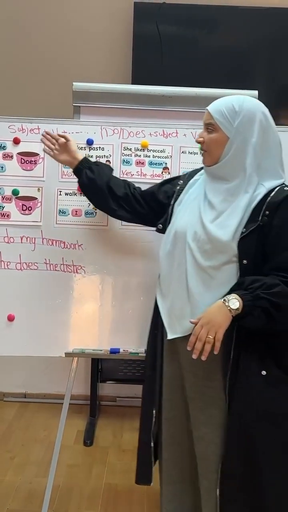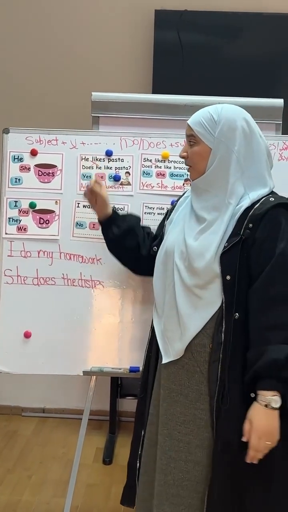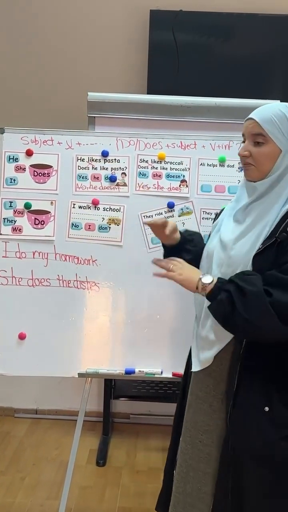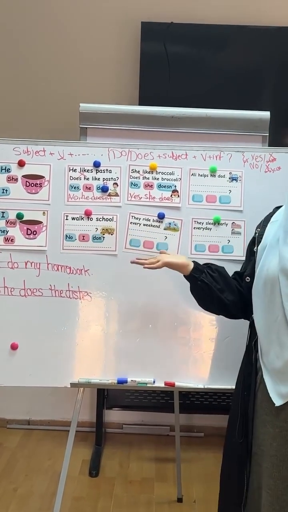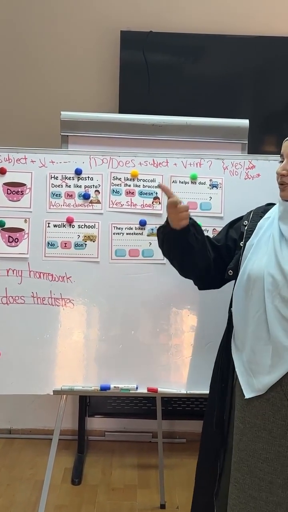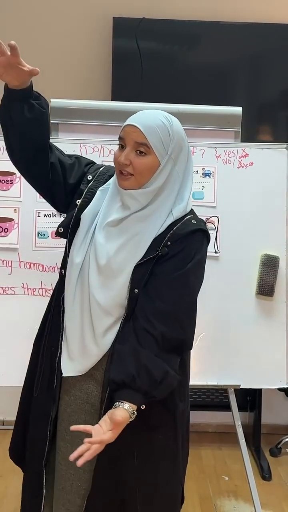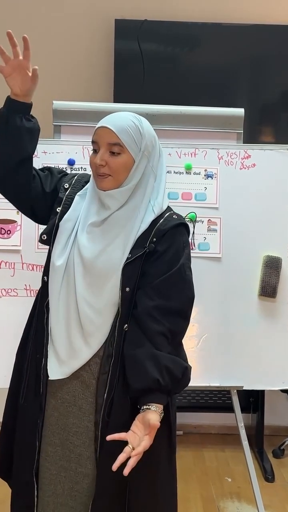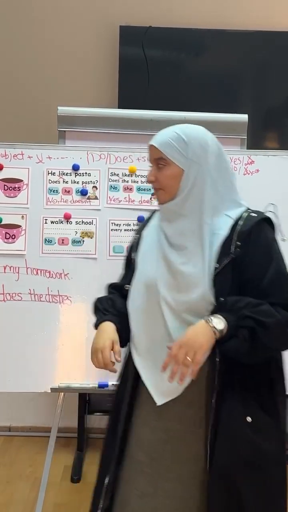Okay, so subject pronoun or noun plus verb plus object. How to make a sentence? Subject, verb, object. Every sentence starts with a capital letter and ends with punctuation.